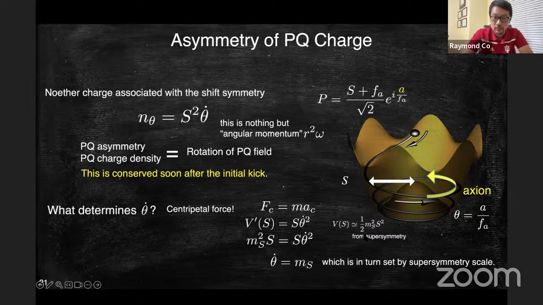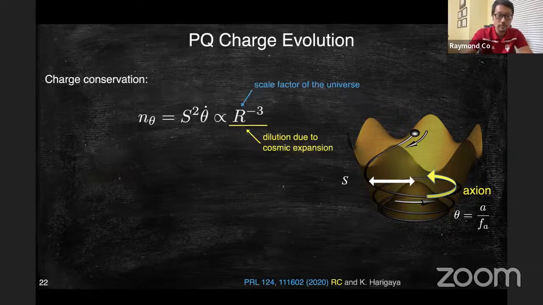And the potential from supersymmetry would take this form, 1/2 m squared s squared. So it's a nearly quadratic potential for the radial mode. Then using this potential from supersymmetry, we will find that theta dot is just the mass of the radial mode. And this S in supersymmetry will be called the saxion. And this m_S is eventually set by the supersymmetry breaking mechanism, so the SUSY scale. So that brings us a very interesting connection between axion physics and the scale of supersymmetry in the model. All right, so I want to talk more about the Peccei-Quinn charge evolution.